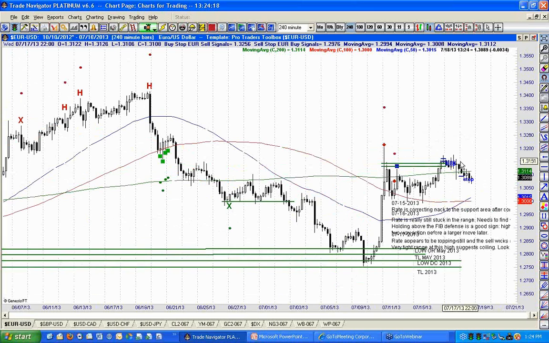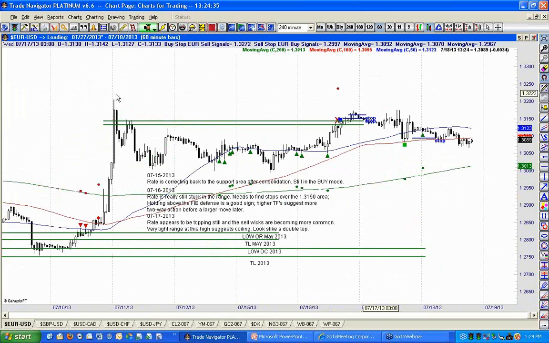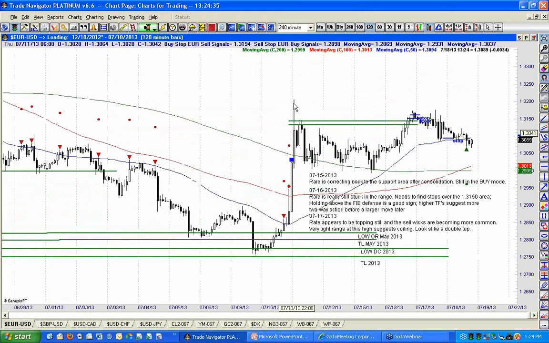Now, before you get confused, looking back in time, the important issue here is to look for congruence. In other words, the fact that the 240 suggested a sell signal into the recent highs right here is great. But if you look at the 60-minute chart, there wasn't anything there. And on the 120, there wasn't anything there. It came in a little early and then was negated.